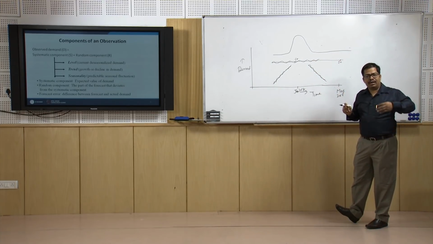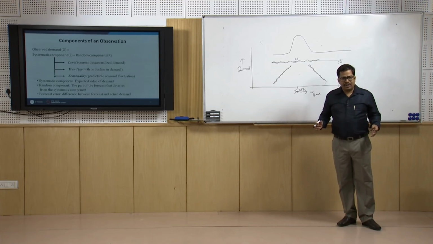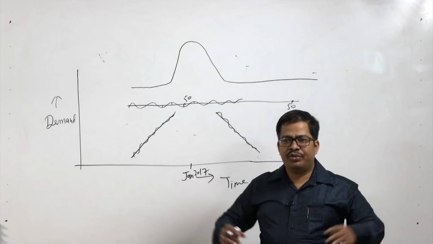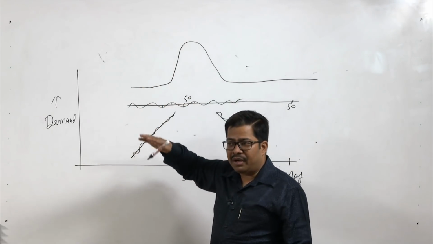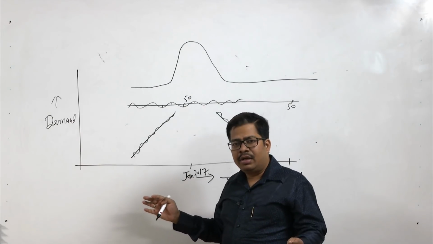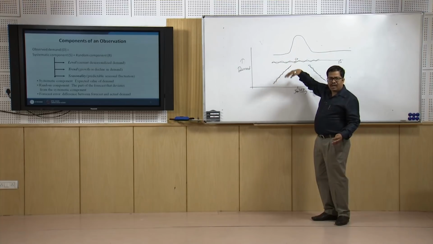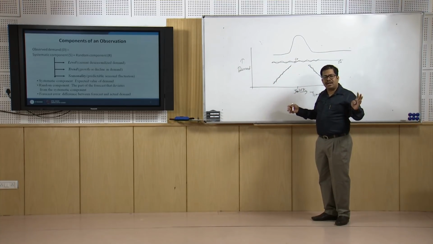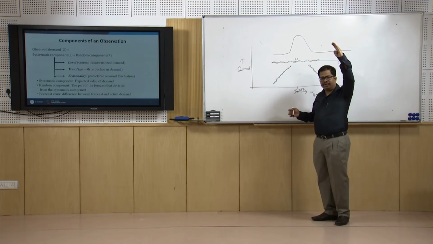So, you have winters, and in winters the demand for woolen clothes increases to a very high level. You have the period of Diwali, when demand for crackers increases to a very high level, and so on. You have a lot of seasonal products, and in the seasonal products demand increases to a very high level.